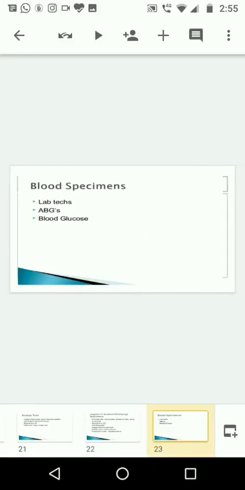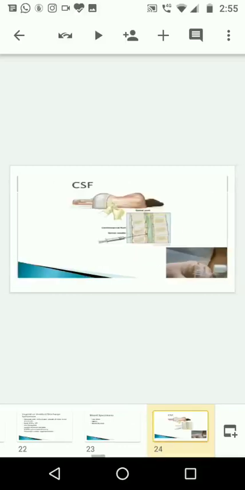Then blood specimen. In a blood specimen there are lab tests like ABG, which is the arterial blood gas test, and blood glucose level. All these tests can be taken. Then you can take a CSF sample. This test will look for proteins, sugar, glucose or other substances and chemicals in the cerebrospinal fluid.